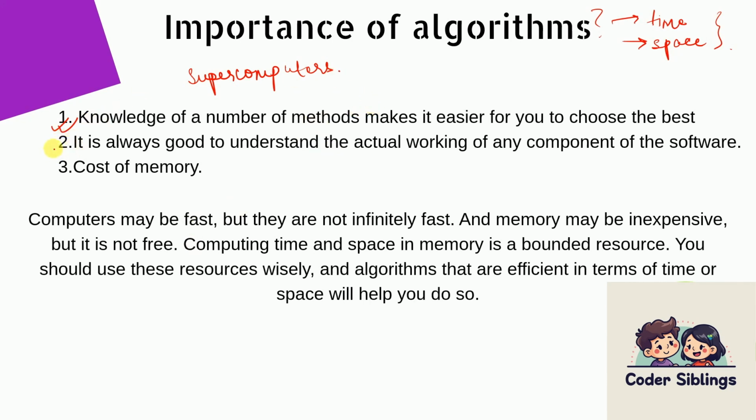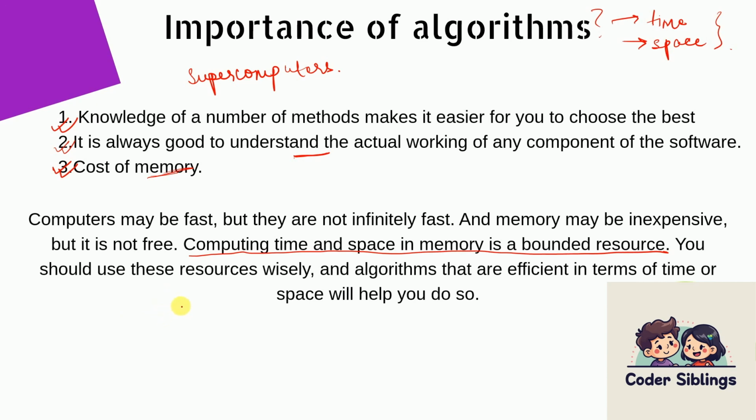Second is the fact that it is always good to understand the actual working of a component of software. Say that you are designing a software and you have to explain it to your fellow developers. How do you do that? By understanding each and every algorithm that is involved behind it, right? So it is very important for your as well as your colleagues' knowledge to know what you are building exactly and how it works at its core. Thirdly is the cost of memory. Even if space is now available and almost inexpensive, it is not free yet. So computing time as well as space and memory is a bounded resource. However much we try, it cannot be infinite. So we must use these resources wisely, and algorithms that are efficient in terms of time and space shall definitely help us do that.